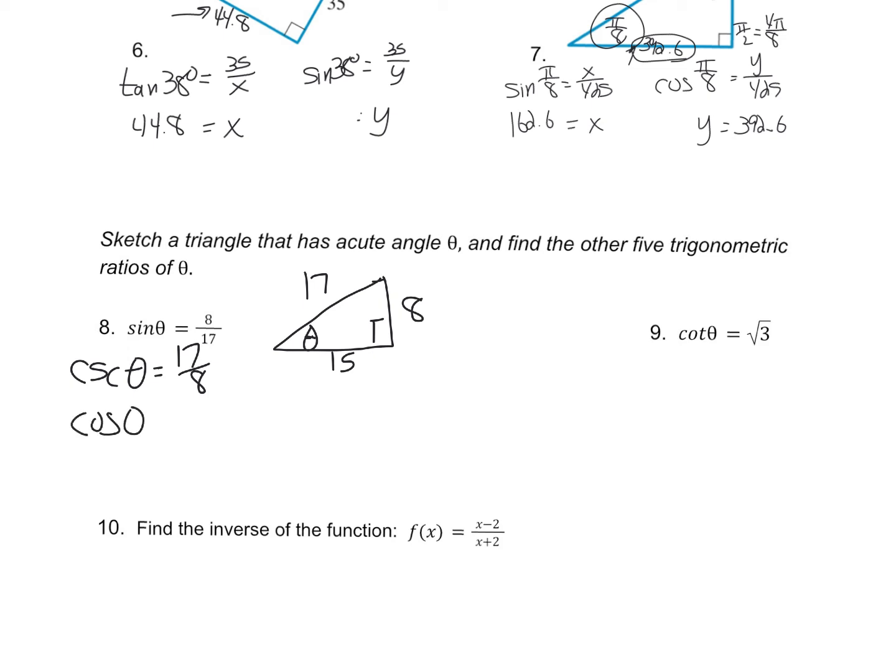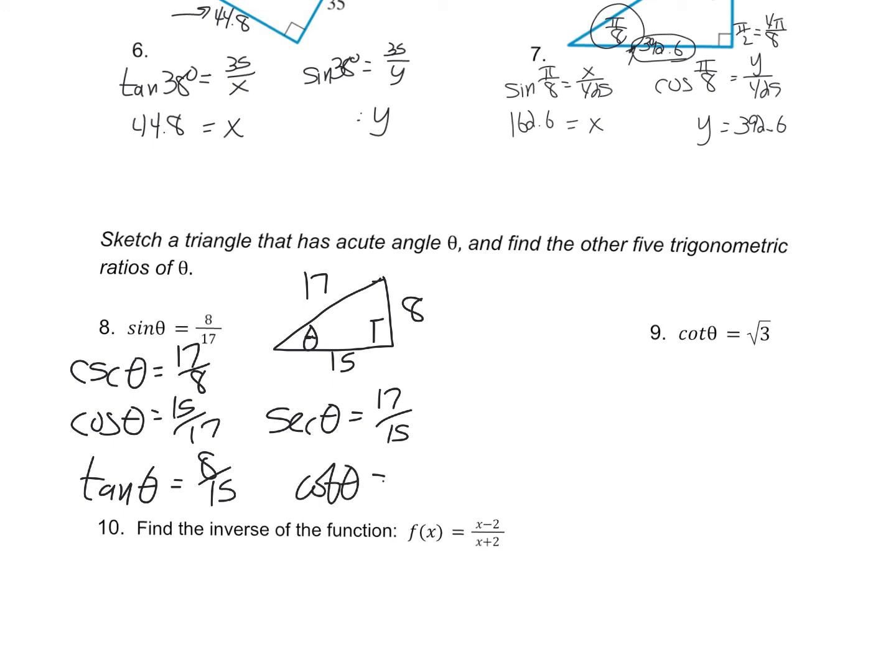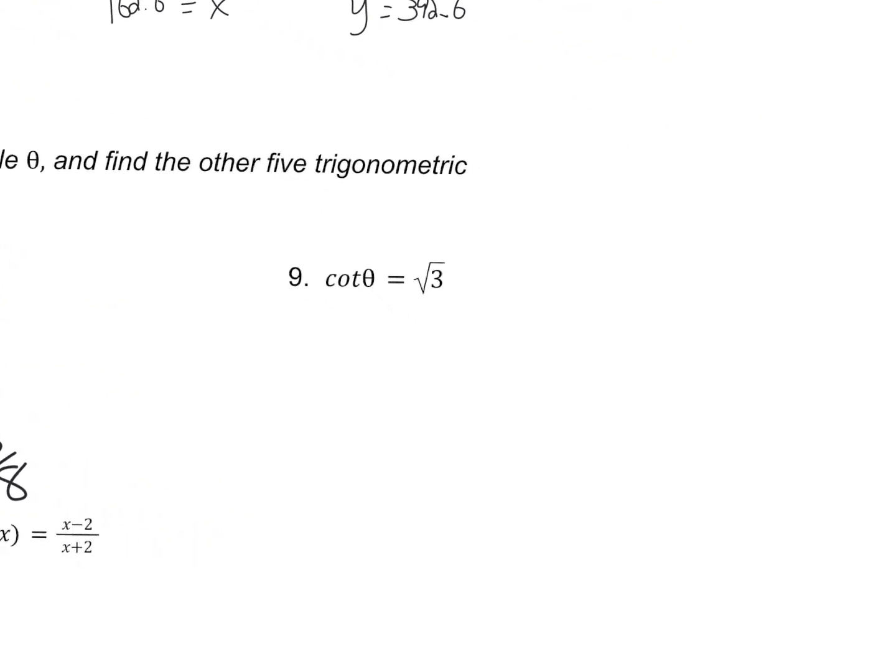Cosine is adjacent over hypotenuse, which is 15 over 17, which means my secant is the reciprocal of that, which is 17 over 15. Tangent is opposite over adjacent, and then cotangent is the reciprocal of that, or adjacent over opposite. Trying one more. Same thing. Cotangent is square root of 3.